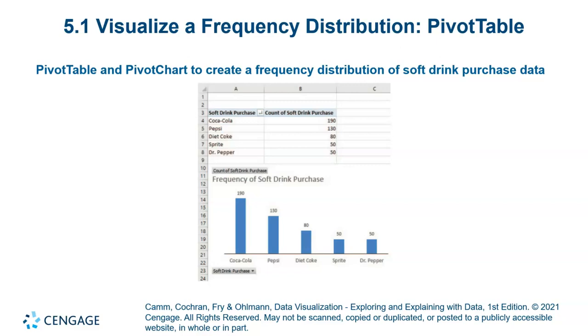So this counts for Coca-Cola is 190, counts for Pepsi is 130, counts for soft drink purchase. So how many people purchased Diet Coke, how many people purchased Sprite, and how many people purchased Dr Pepper, right? So these are the different count frequencies. Frequency means the number of people who use certain soft drinks.